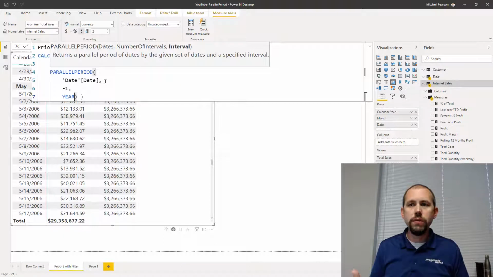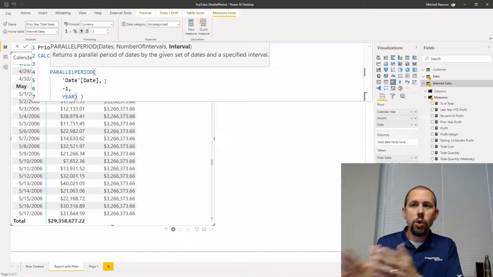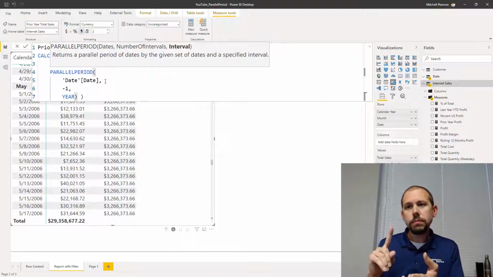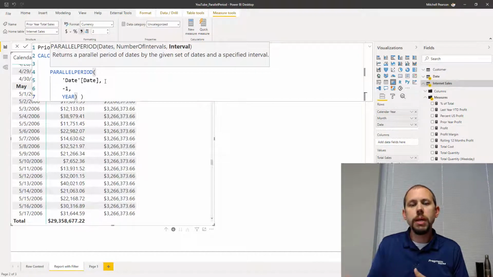Now the value of this right here is that when we're telling it year, we're going back 1 year, but we could do month, we can do quarter, we can do day. You can also go back multiple years. So whereas previous year or previous month only goes back 1 month or 1 year, this could go back a couple of years, right? You could go back multiple years. You can also go forward if you want.